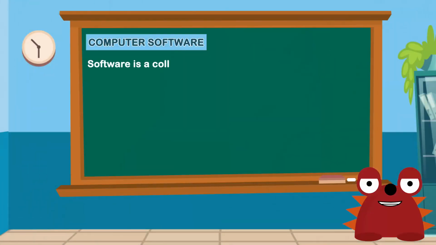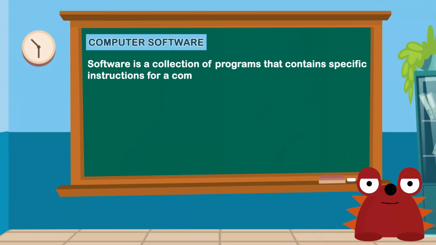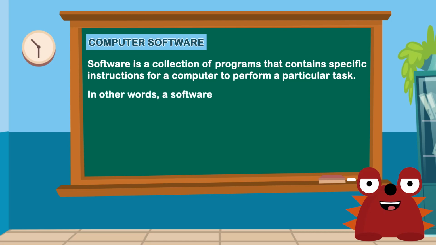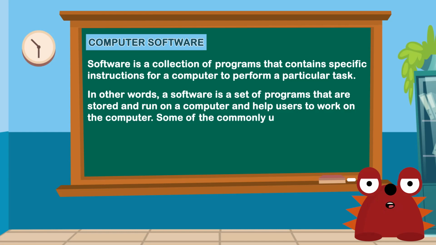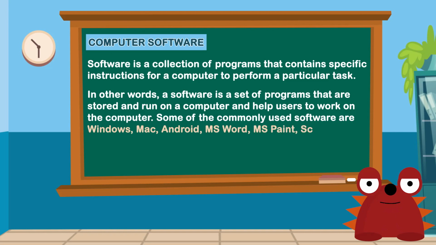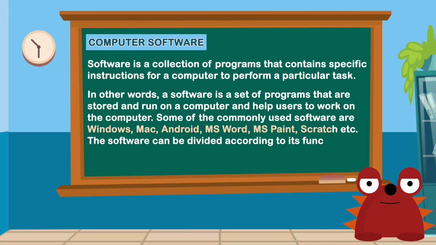To begin with, computer software is a collection of programs that contain specific instructions for a computer to perform a particular task. In other words, a software is a set of programs that are stored and run on a computer and help users to work on the computer. Some of the commonly used softwares are Windows, Mac, Android, MS Word, MS Paint, Scratch, amongst others.